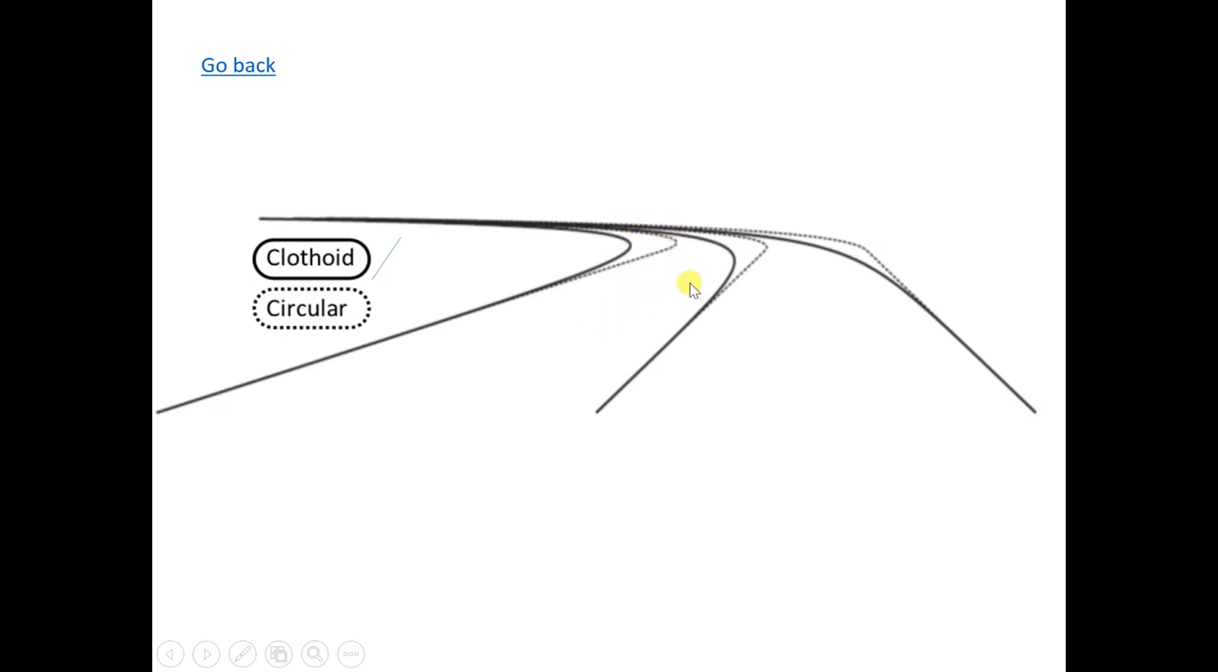So this one appears to have a bigger radius, and it sort of inspires confidence for the driver to maintain the speed. If this one looks like a very sharp turn, whereas if you introduce a spiral before the circular curve, it looks like it has a bigger radius.